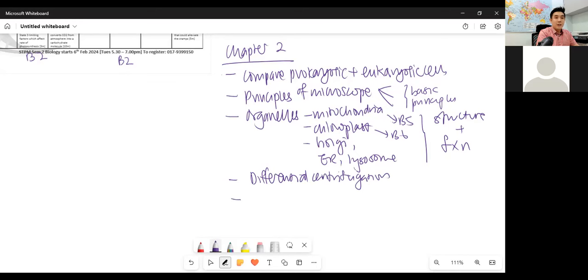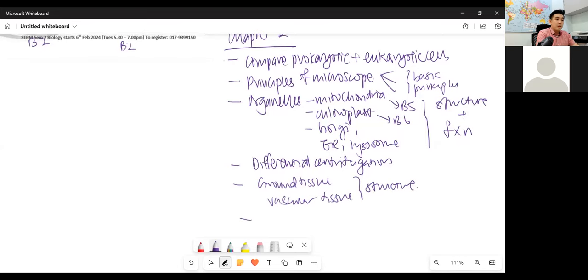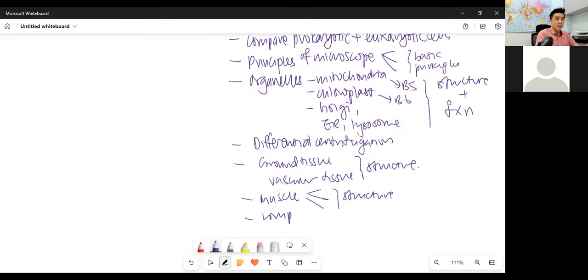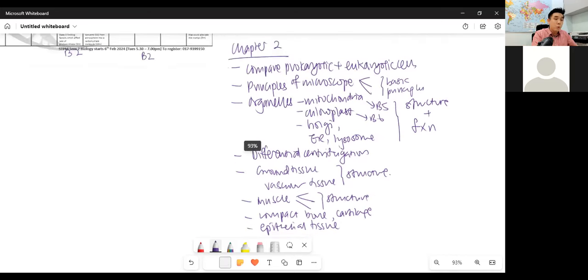They can also ask ground tissue and vascular tissue. This one will be more to the structure, you guys. Muscle. The three types of muscle. The structure again. Okay, what else? Compact bone and cartilage. Guys, again, because it's a long topic. Compact bone, cartilage, and then epithelial tissue. Epithelial tissue be the earlier part. So guys, these are the things that you have to study first for chapter 2 before all else.